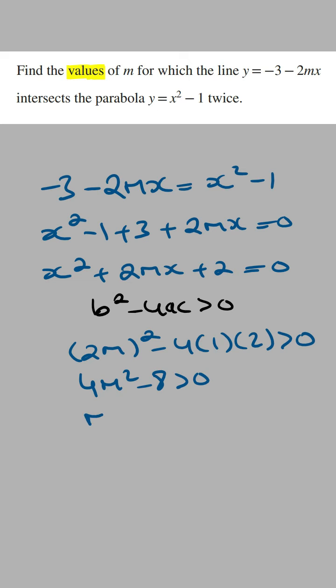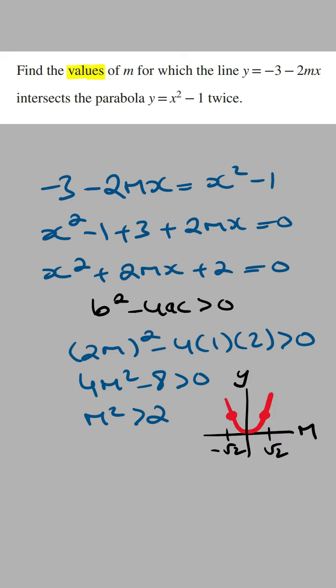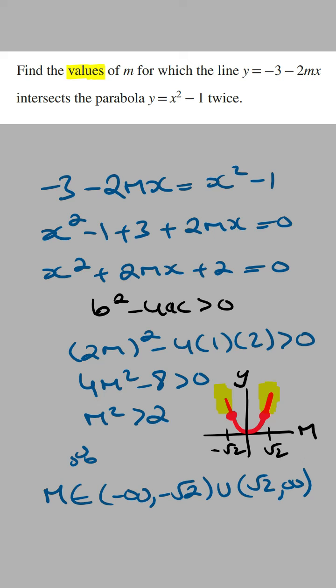Rearranging this, we're going to get m squared has to be larger than 8 over 4, which is 2. This is a quadratic inequality, and so sketching a graph of this, we can see that when m is less than negative square root 2 and more than positive square root 2, the value of m squared is going to be larger than 2. And so therefore, the values of m where the line and the parabola are going to intersect twice are going to be the values of m from minus infinity to negative square root 2, or from positive square root 2 to positive infinity.